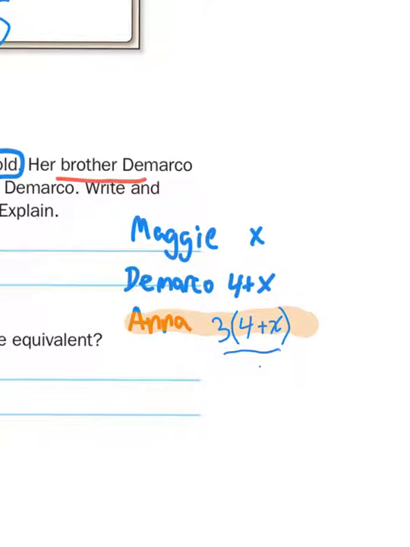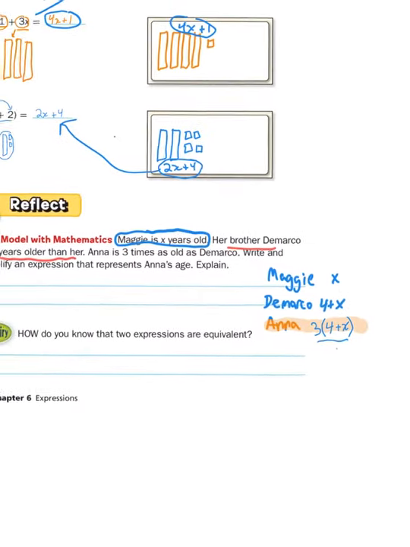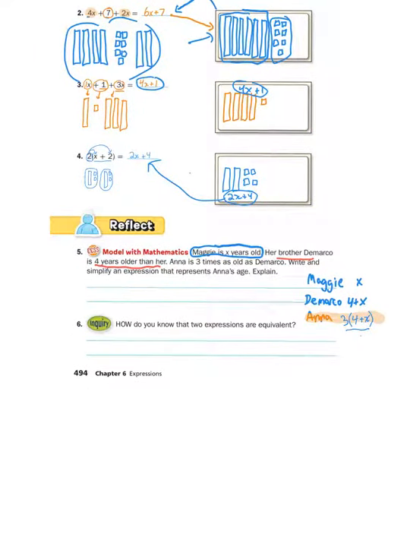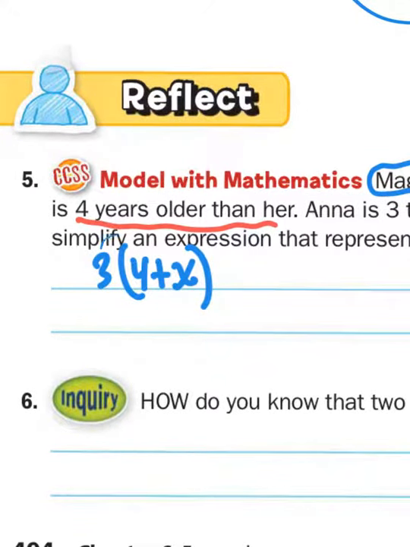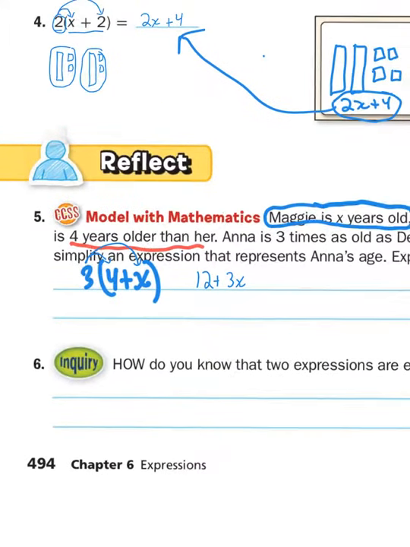So this is our expression for Anna's age. Remember I said that what we have there will be part of our answer. So 3 times 4 plus X. But now we have to simplify that. Okay, so notice that looks like distributive property. So we start with doing 3 times 4, which is 12. And then we do 3 times x, which is 3x. So this expression represents Anna's age in simplest form, 12 plus 3x.